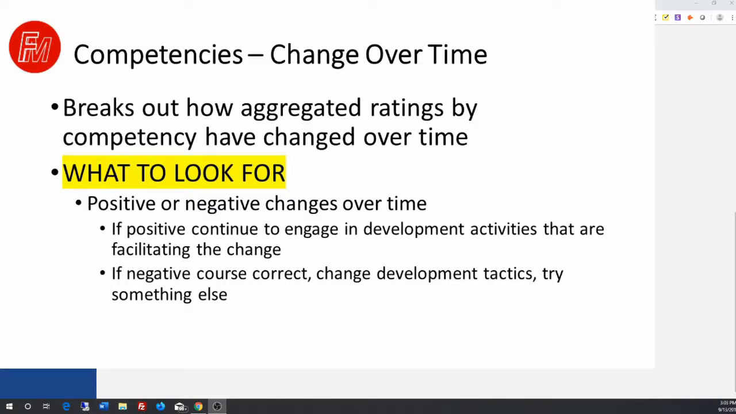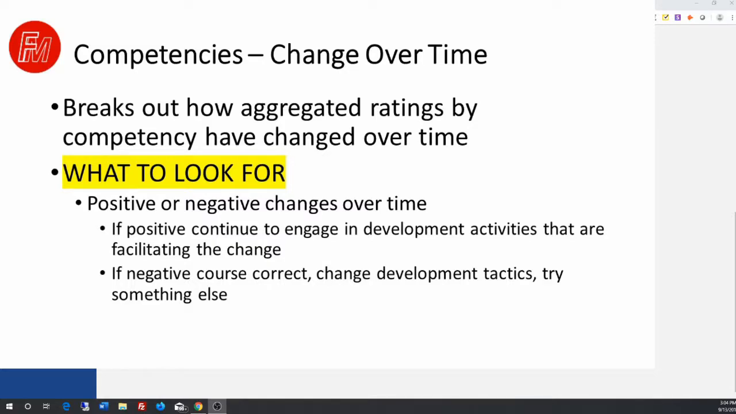And this breaks out how aggregated ratings by competency have changed over time. If this is your first 360, you're probably not going to have this section. This section is typically used if you are involved in a program where you do a pre and a post 360. So you do a pre 360, get the feedback, maybe you go through a program, a leadership development program or a supervisory development program, and then at the end of that, you would do a post assessment to assess any change in the competencies and the questions from the initial assessments.